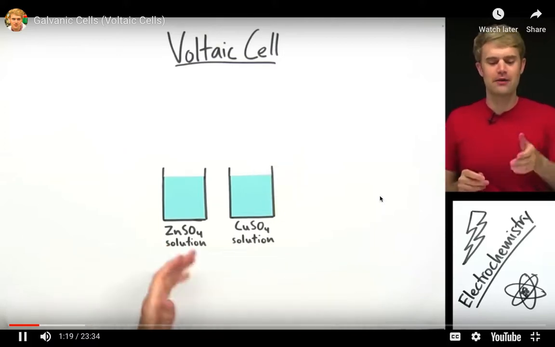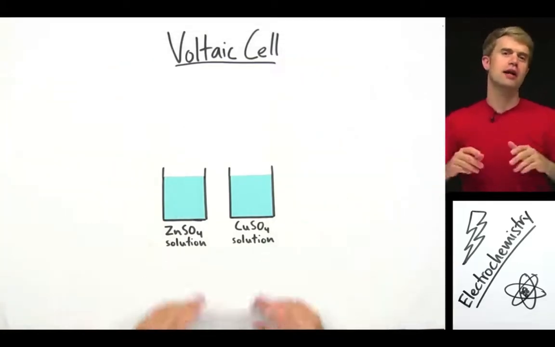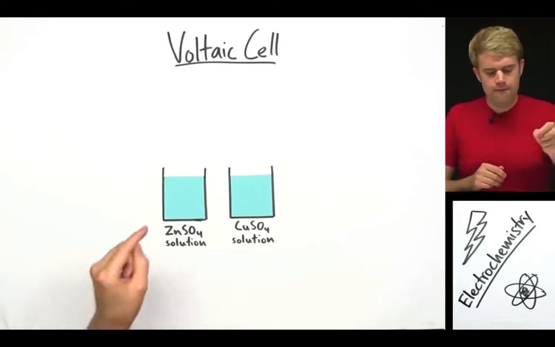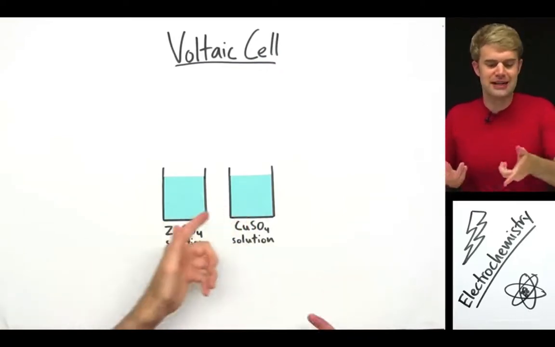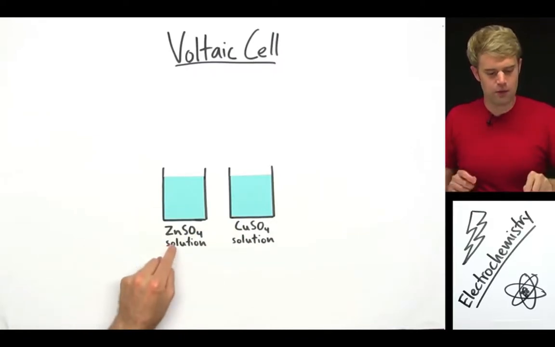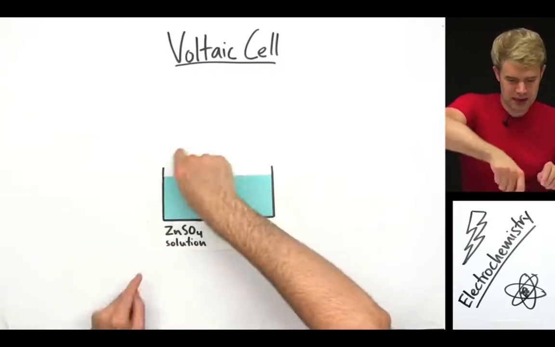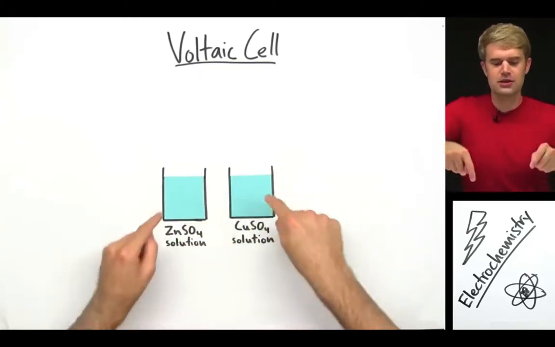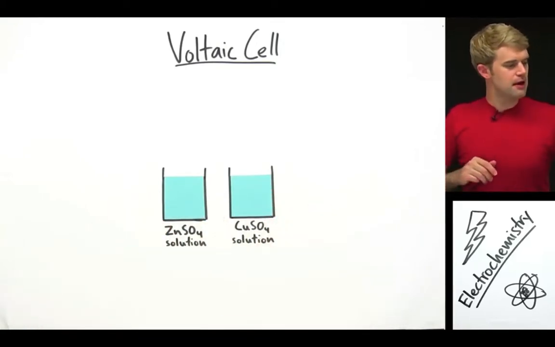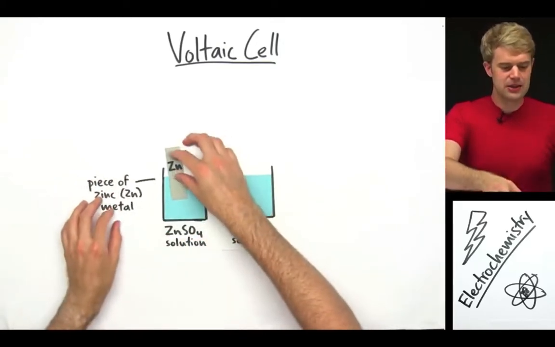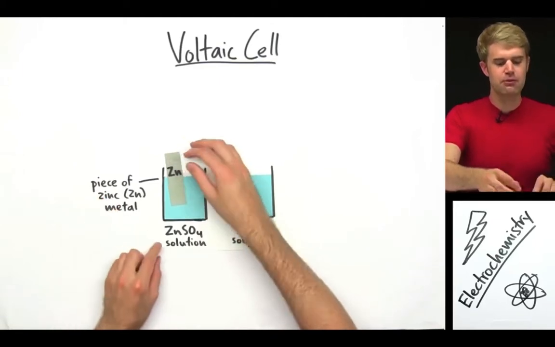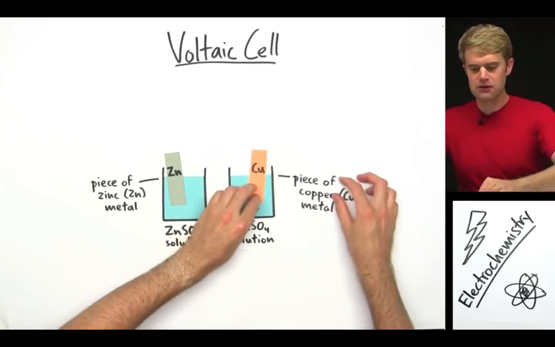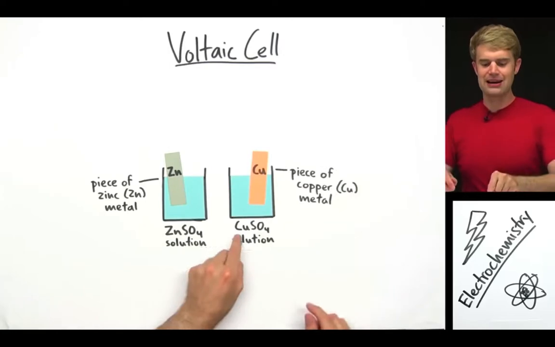I now want to talk about the parts of a basic voltaic cell, one that you could actually make in the lab. So here's what they are. First, we start with two beakers or containers of water. And into one of them, we dissolve some zinc sulfate to make a solution. And then into the other, we dissolve some copper sulfate and make a solution with that. So we got these two solutions. Then we take a piece of zinc metal, like this one right here, and put that in the zinc sulfate solution. And then over here, we take a piece of copper metal and we put that in the copper sulfate solution.